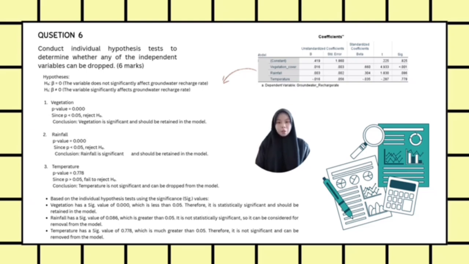In conclusion, vegetation and rainfall are both significant and should remain in the model, while population is not significant and can be excluded.